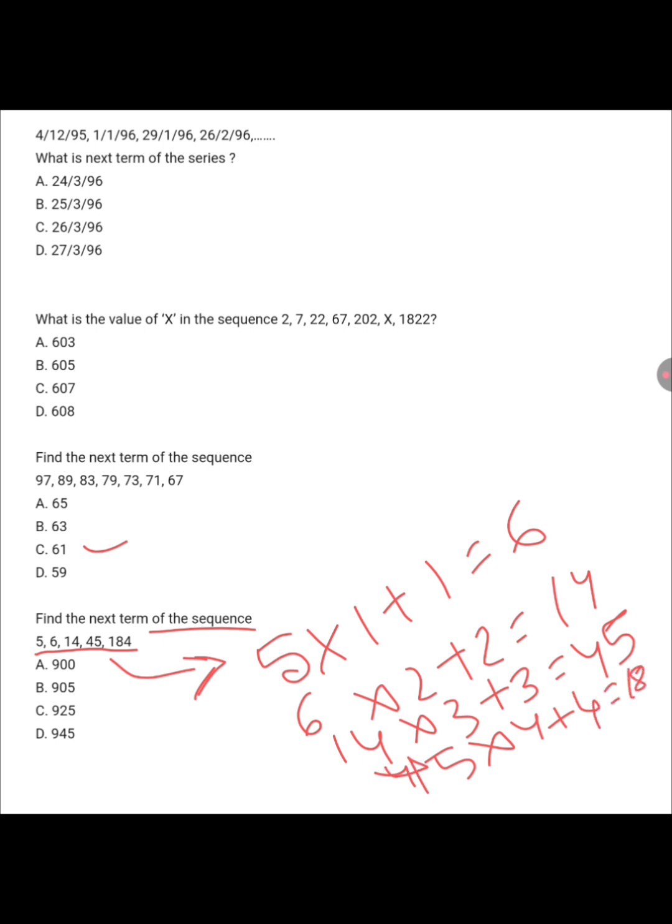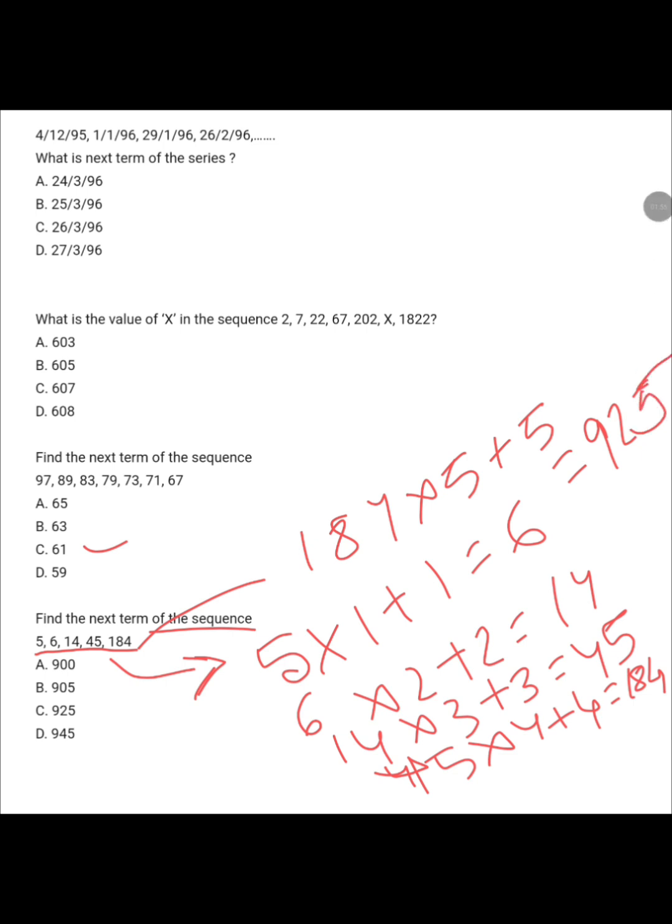And then next, 184 into 5 plus 5 equals 925. 925 we will get, and that is the answer here. The sequence is going like 5 into 1 plus 1, 6 into 2 plus 2, 14 into 3 plus 3, 45 into 4 plus 4, 184 into 5 plus 5, that is 925.